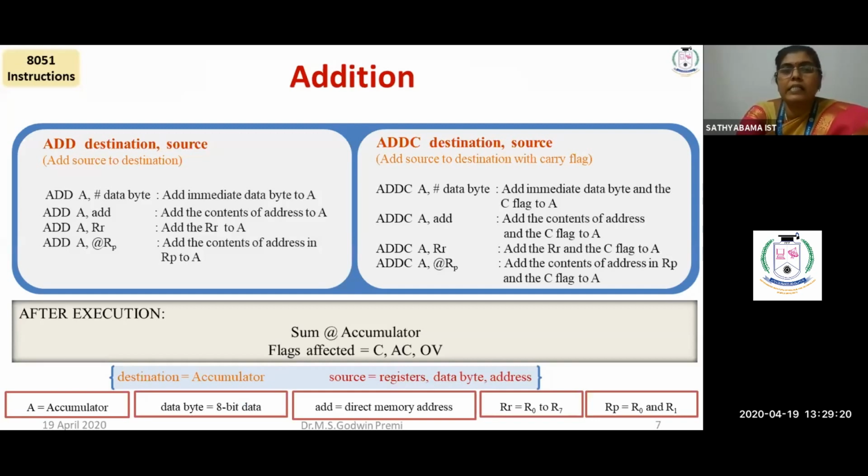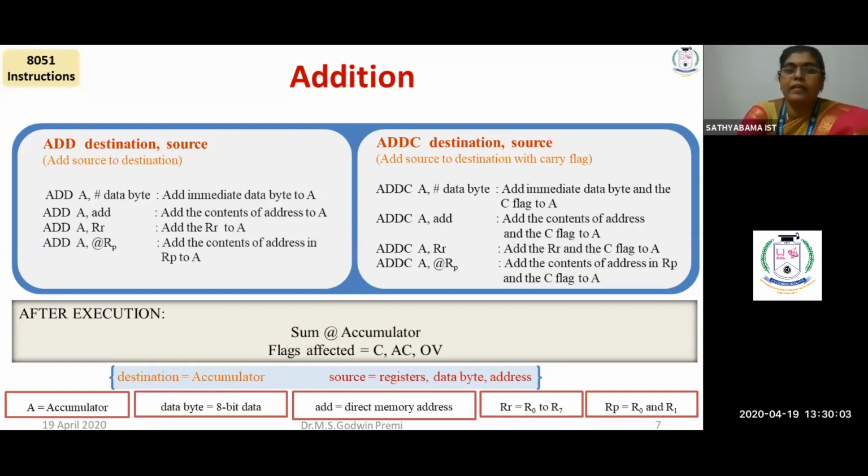What is the syntax of ADD? ADD, space, destination, comma, source. Here ADD is the opcode, and destination comma source is the operand. So this instruction uses 2 operands, and the meaning is add the source to the destination. What can be the destination and what can be the source? The destination can always be only the accumulator, because apart from the register bank registers, the 8051 CPU has the A and B registers. Here the destination is the accumulator.